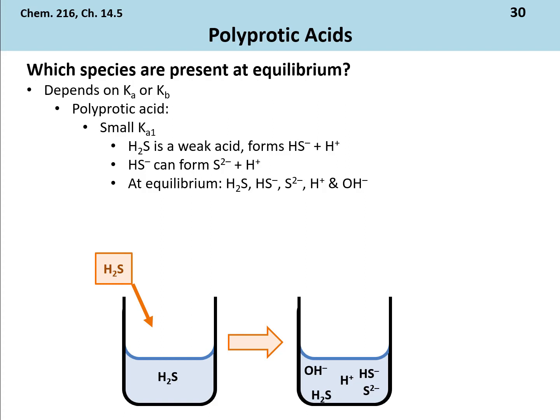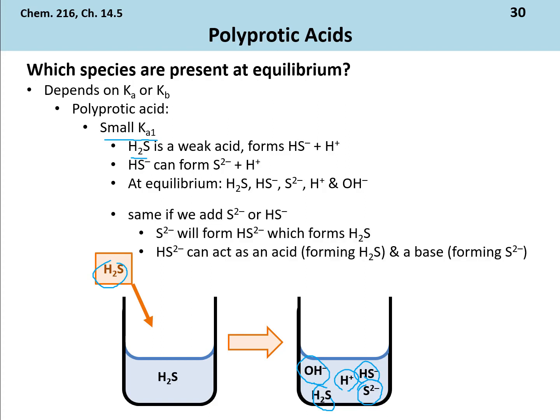All right, if I have a polyprotic acid and I want to know what's present at equilibrium, well, this depends a lot on the Ka, right? So if I have a small Ka1, such as for H2S, that H2S is going to form some HS minus and H plus, but it's still going to be there. And then that HS minus is going to form some S2 minus, okay? I'm also going to have some OH minus left over. Now this is going to end up the same whether I add in S2 minus or HS minus, right? I'm always going to have some equilibrium, some reactions going in all these ways to make sure I have all 5 of these present.